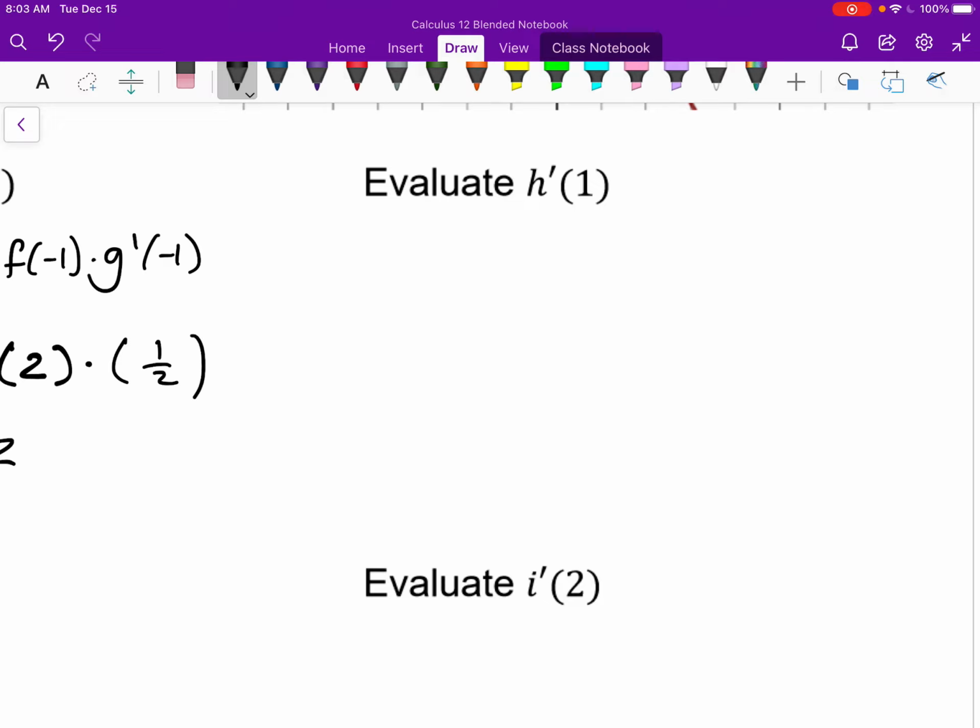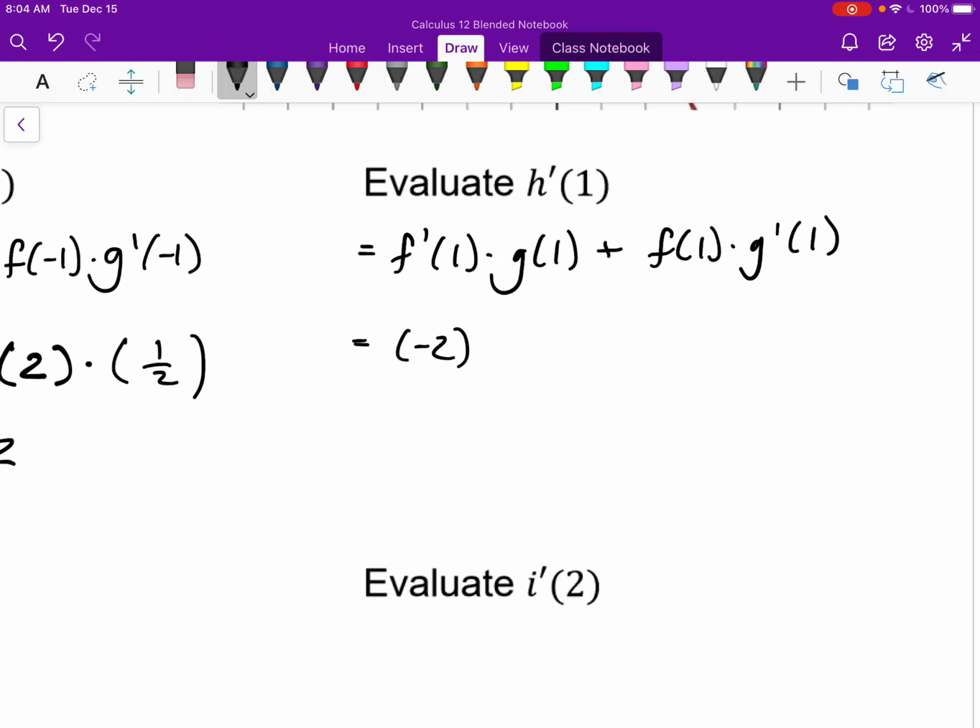With that said, though, h prime at 1, so to figure this out, I want to find f prime at 1 times g at 1 plus the other way around, f at 1 times g prime at 1. And all of these, again, I can figure out by looking at my graph, so I'll just write these down. So keep in mind, again, that -2 for f prime at 1 is the slope of f at 1, not the actual value of the function at f. And then this is the value of the function at 1.